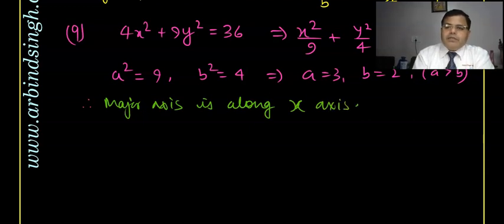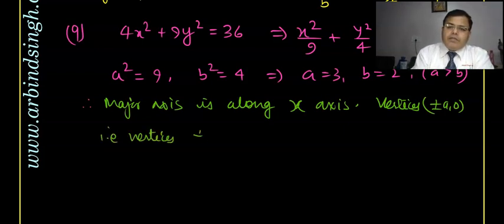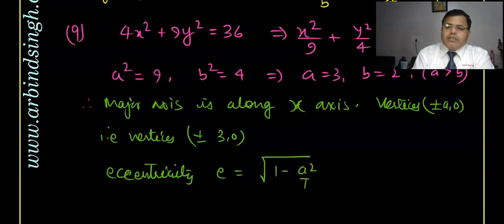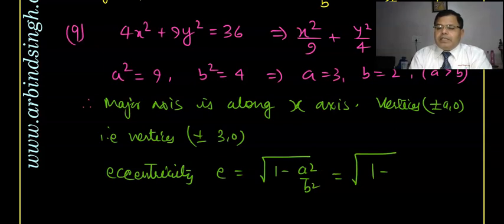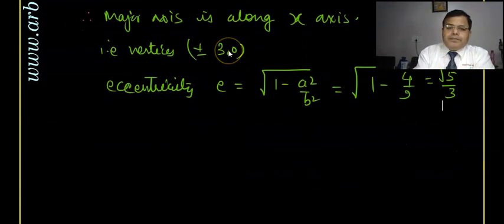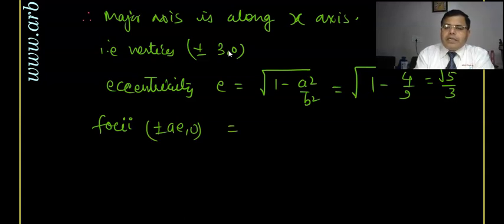So now vertices is plus minus a comma 0, that is plus minus 3 comma 0. And eccentricity e is equal to under root 1 minus b square by a square, that is under root 1 minus 4 by 9, that is under root 5 by 3. Okay, so foci is what? Foci is plus minus ae comma 0, and a is 3, so plus minus root 5 comma 0, that is the foci.